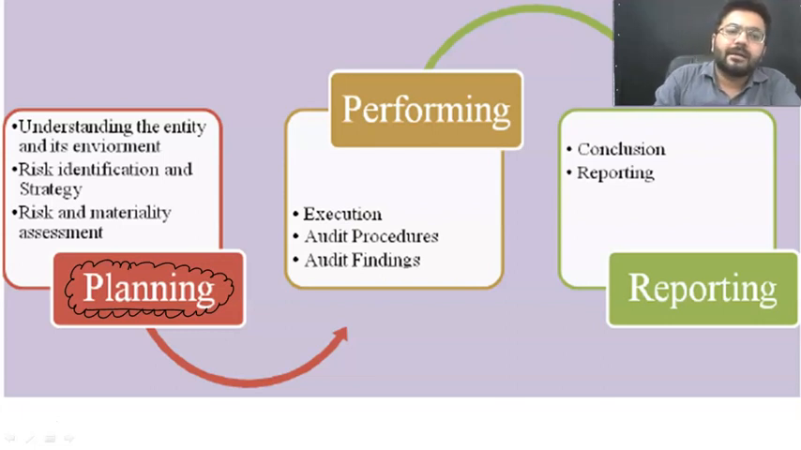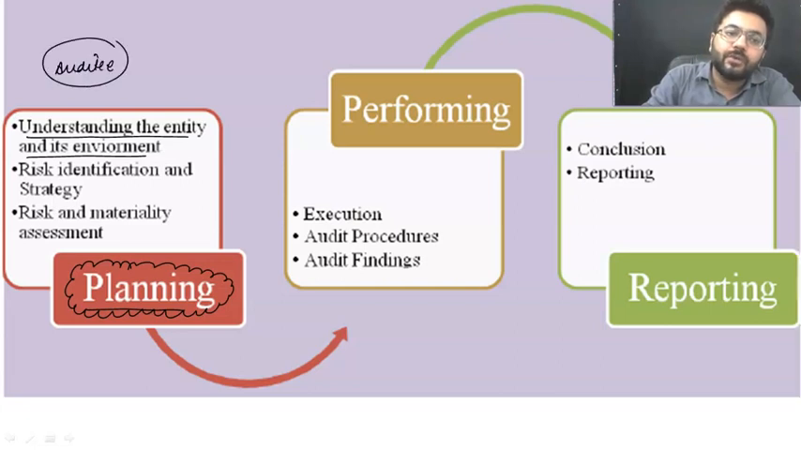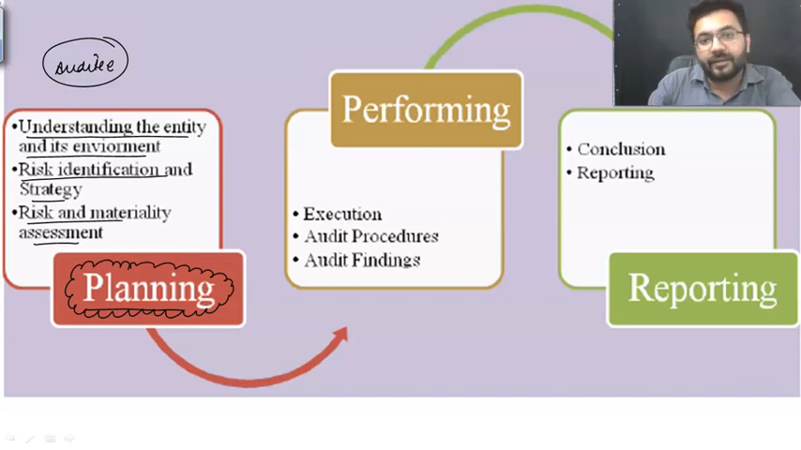Just like that, when it comes to planning, it's all about understanding the entity and the environment. That means the auditee entity. Auditee entity means the entity for which you are going to conduct audit. After that, the risk identification and the strategy. After that, the risk and materiality assessment. That means you are going to plan a lot of things over there, how the audit is going to be conducted. So each and everything which is associated with planning lies over here.